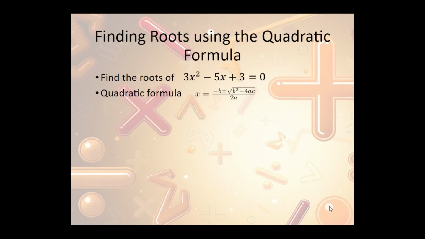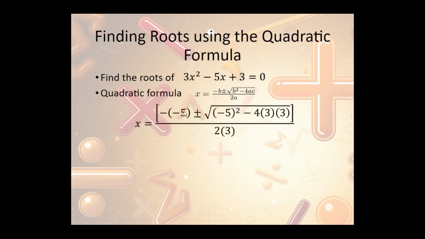Let's look at one more example. We have 3x squared minus 5x plus 3 is equal to 0. So we plug everything in, and we end up with negative 5 plus or minus the square root of negative 5 squared minus 4 times 3 times 3 over 2 times 3. And when we simplify that, negative 5 is positive 5. Negative 5 squared is just 25. And then negative 4 times 3 is negative 12. Times 3 is negative 36. And then 2 times 3 is 6. So we end up with 5 plus or minus the square root of 25 minus 36 over 6.